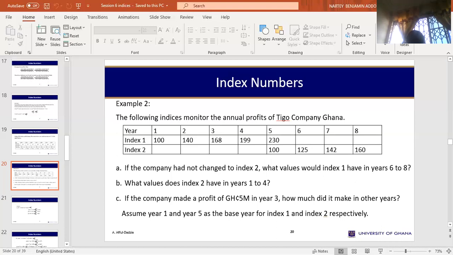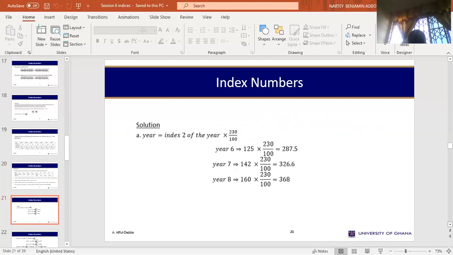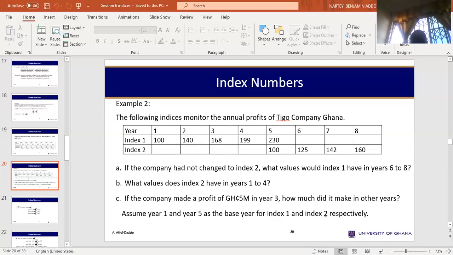Okay, because we are using year 5 as the base for index 2, the base will be 100. So that will be 125 times 230 over 100, 142 times 230 over 100, and 160 times 230 over 100. The 230 is constant throughout. So the 230 is the only figure we have, and that is what we use.